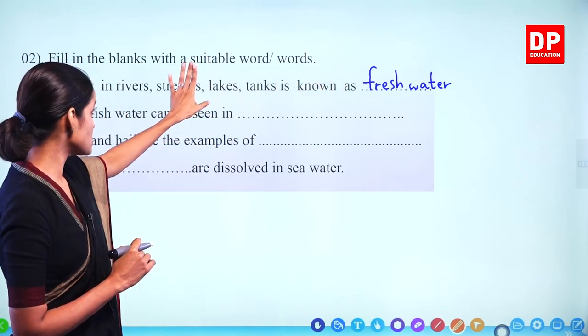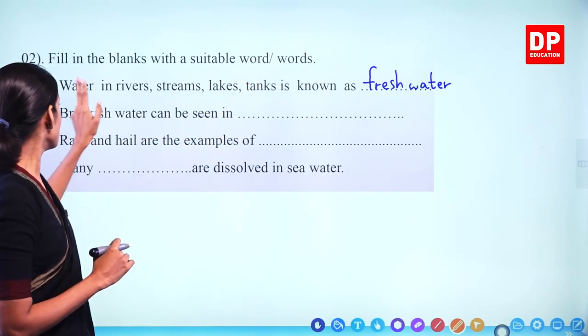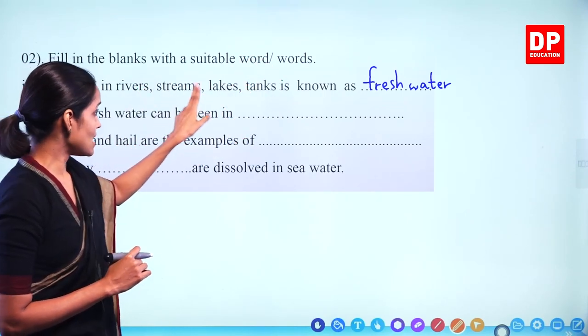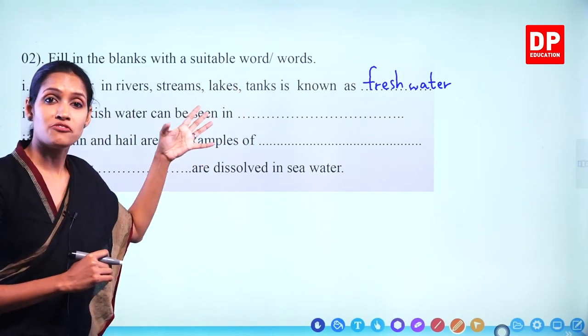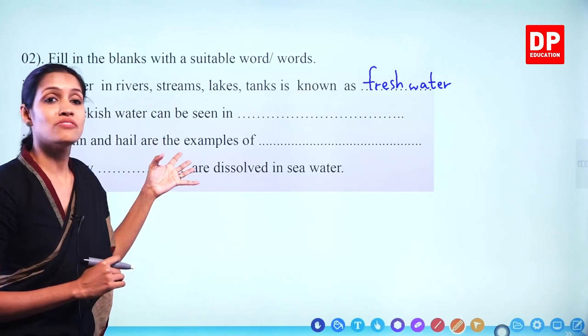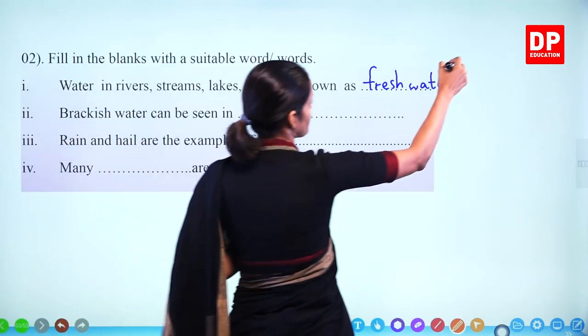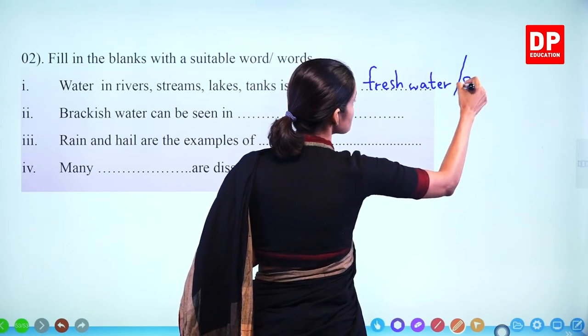Here in this question, it says suitable word or words. Two words we have here. Water in rivers, streams, lakes, tanks. They are coming under fresh water when we consider salinity. But when we consider availability, that is coming under surface water. So, fresh water or surface water.